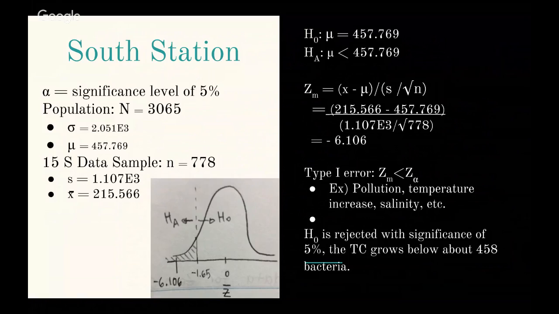We used again the one-sided hypothesis test, and we stated that the null hypothesis is TC mu equals 457.769, and the alternative hypothesis is TC mu is less than 457.769. Again, we used the same procedure, and the value was negative 6.106, and according to the probability distribution, the z-score falls outside the significance level of 5%. We reject the null hypothesis and the TC grows above 341.